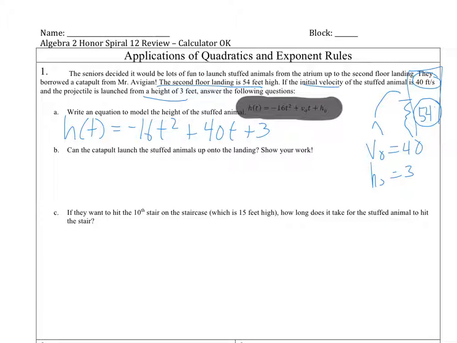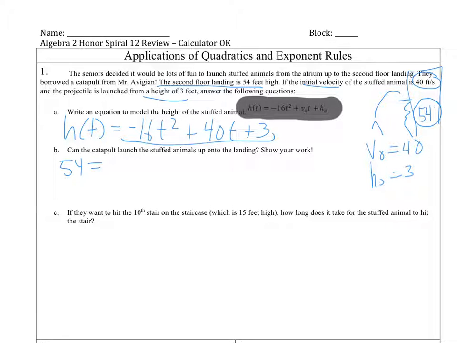Okay, so I've got to figure out if it's possible for my catapult to get up to 54 feet. There are a couple different ways for us to go about this. One of them is to try to solve our equation in terms of setting this up like a quadratic, and an alternative would be to find the maximum height based on this equation and seeing if it goes above 54 feet. Let's take a look at what happens with the first option.